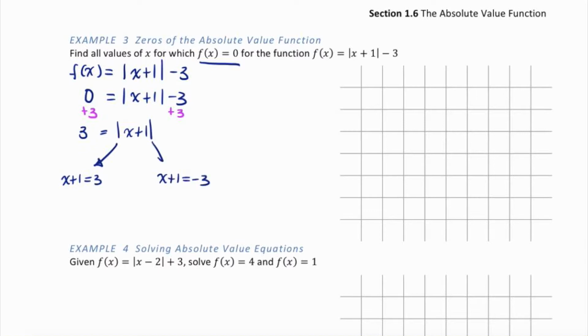So when you get to this point, that is when your absolute value is isolated on one side of the equality, you want to split it into a positive case and a negative case. Now we can finish solving both of these as we have in the past. So subtract 1 from both sides to get x equals 2. And let's do the same here, minus 1. End up with x equals -4. Now let's go ahead and graph f of x.